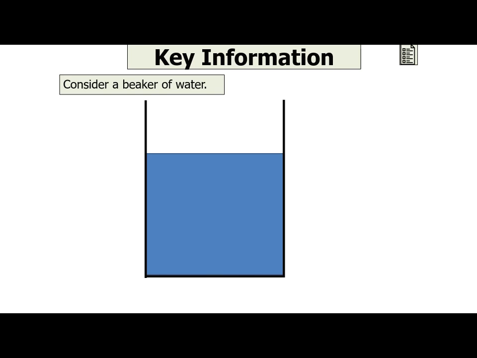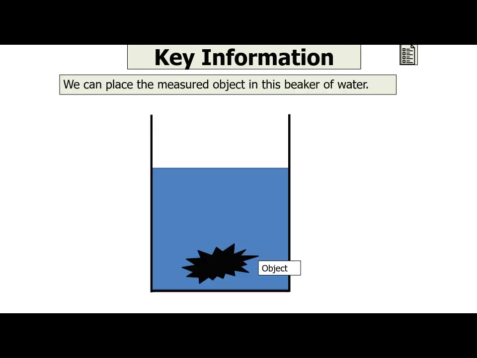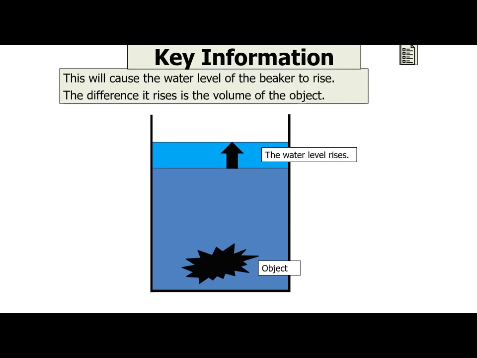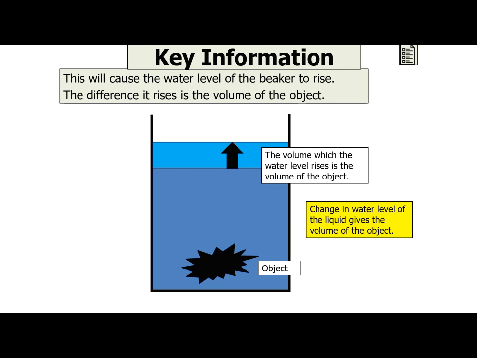So consider a beaker of water. You can place the measured object in this beaker of water. The object will displace its own volume of water in the beaker. So therefore it will cause the water level of the beaker to rise, and the difference it rises is the volume of the object. So how much this water level rises can be considered to be the volume of the fully submerged object. So the change in the water level gives you the volume of the object. You observe this effect when you get into a bath or you put dishes into a sink full of water.